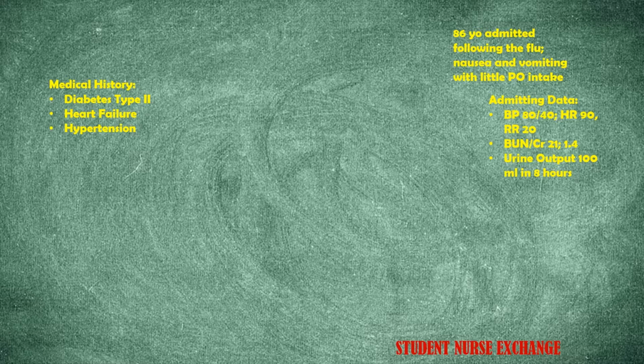So we have an 86-year-old patient admitted following the flu. It doesn't say how many days, but they have nausea and vomiting and they've had little PO intake. They're emitting data. They have low blood pressure, right, because they're dehydrated. The heart rate's elevated up at 90. It's trying to compensate for that low blood pressure. It's trying to perfuse their body. Respiratory rate's a little high, maybe trying to balance the pH in the blood.